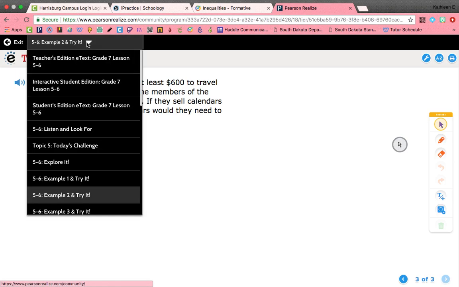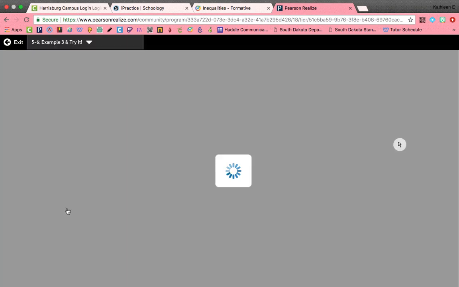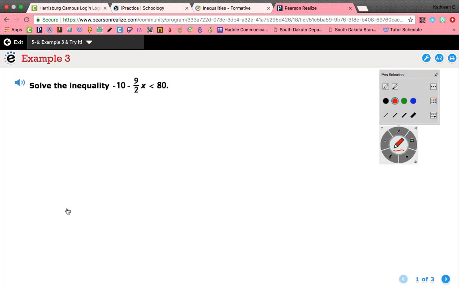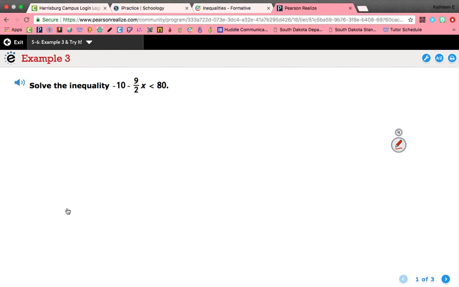Example number 3. Here it is down there. Hopefully it's a negative, otherwise this isn't very good practice. Hey, yeah, we got one here. All right, solve the inequality. First step, we're going to add 10, because 10 is all alone over there. It's not multiplying, it's not dividing, it's just by itself. So we're going to add 10 over here too.